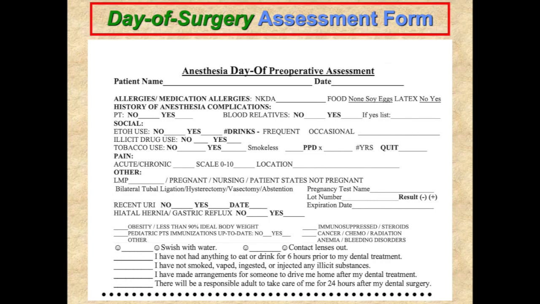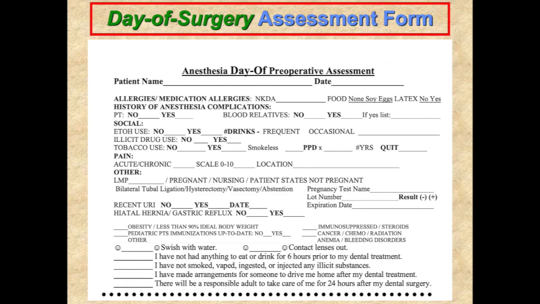If possible, even though I know that they're NPO, I will have them swish with some water to clean the bacteria out of their mouth. And if I'm using medication like glycopyrrolate or atropine to dry their saliva, I want them to get their contacts out. And then I have the patient initial. This has got to be an adult patient or the patient's guardian if it's a child.